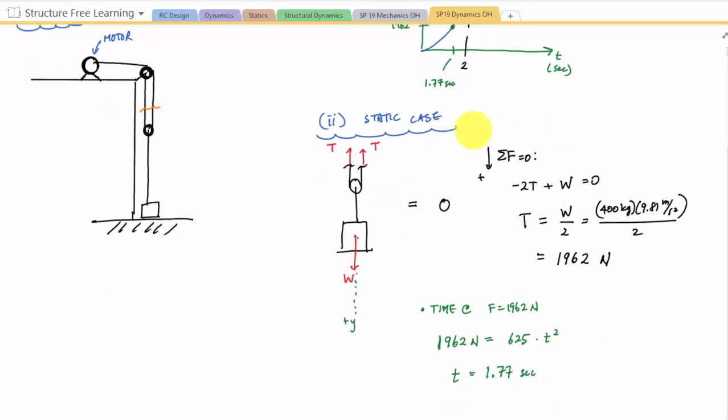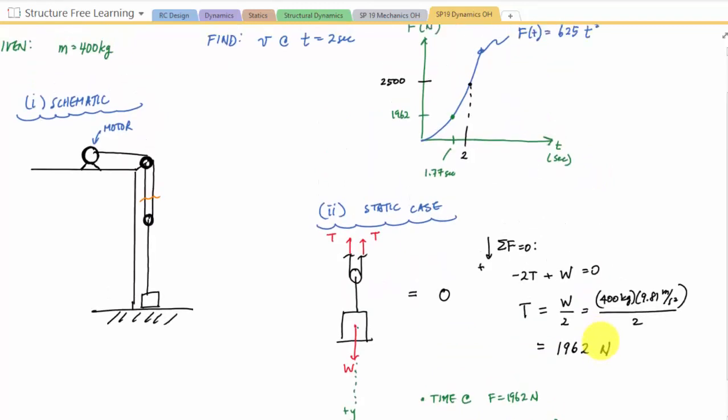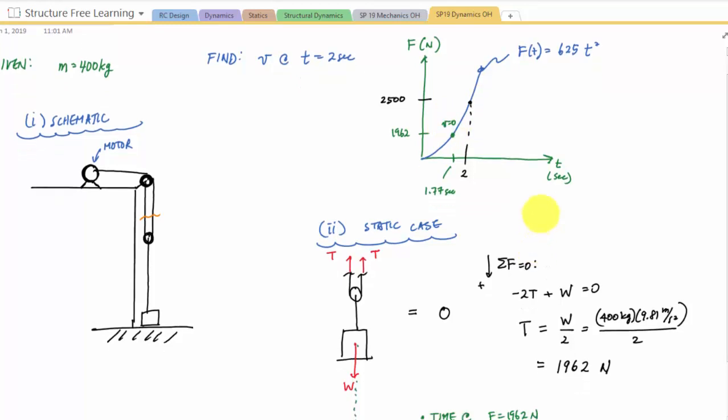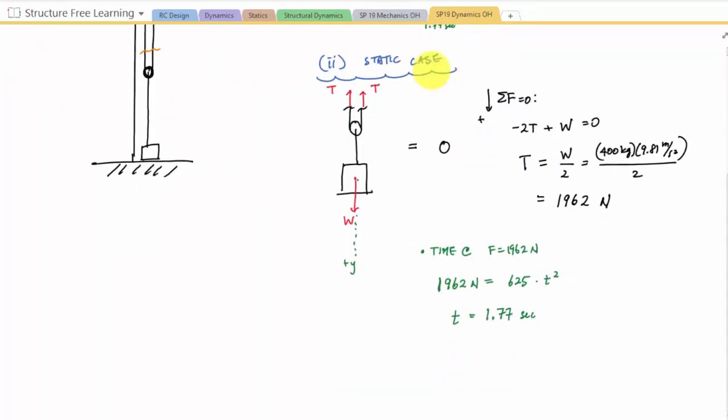Now what do we need to do? We need to find the velocity at 2 seconds. So in this case, at 1.77 seconds, the velocity is 0. The velocity is 0 there at that point. All right.